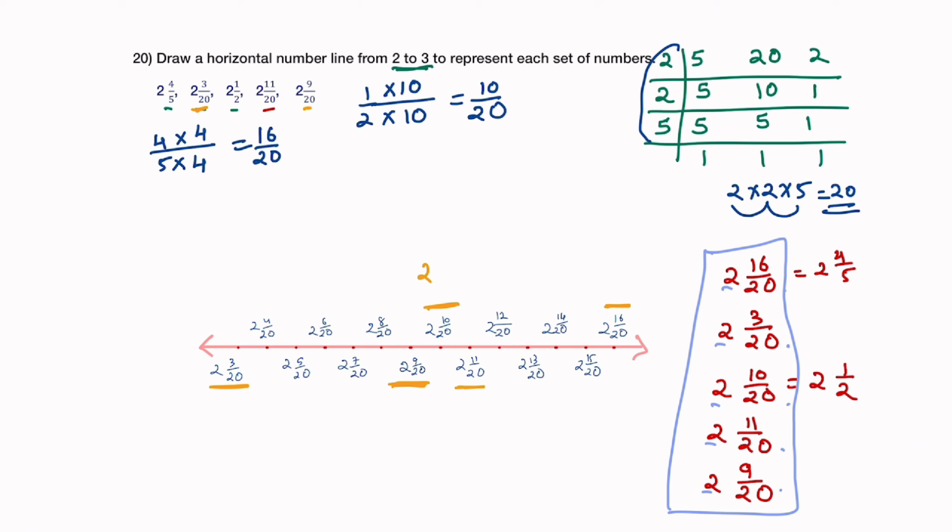So it's actually 2, 1 upon 2, right? 11 upon 20 as it is. And 16 upon 20 was 2, 4 upon 5. So this is how I plot them on my number line. By finding LCM, equalizing the denominators, you were able to then compare and plot them on the number line. So that's one method. Okay, let me show you the next method for the same question.